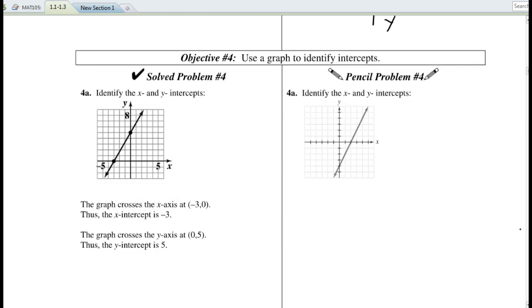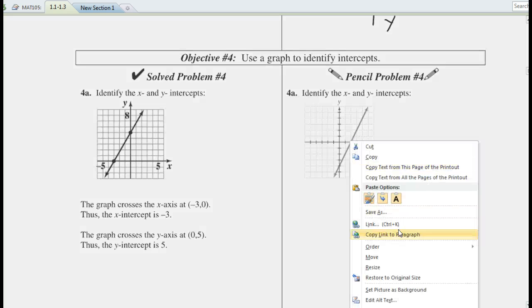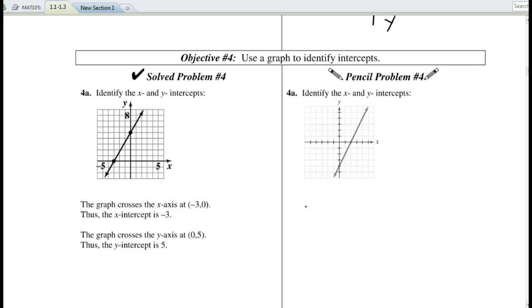Okay, x and y intercepts. Basically, x-intercepts are just where the graph crosses the x-axis. So if you look at your picture on 4a right here, we can see that the x-intercept is happening right here. So what is the x-intercept? The x-intercept, remember, is an ordered pair. So that is going to be the value 2, 0. Notice that the y-coordinate is 0. That is always true for an x-intercept.